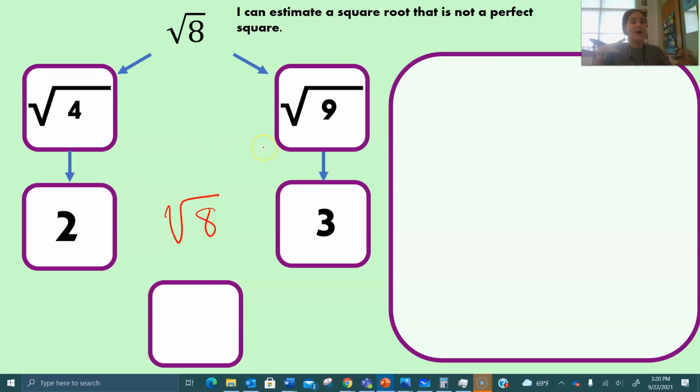Now, how do we know what it's closer to? Is it closer to 2 or is it closer to 3? Well, 8 is closer to 9, so the square root of 8 will be much closer to the square root of 9. Maybe it's not exactly 2.9. I would go maybe like 2.8, because it's a little bit closer. So that's kind of how you estimate it, by seeing which one it's going to be closer to.